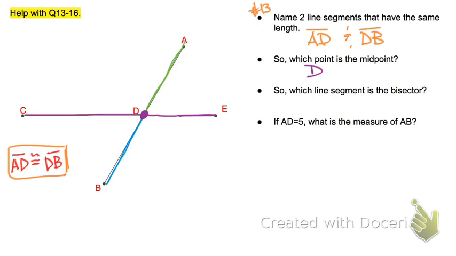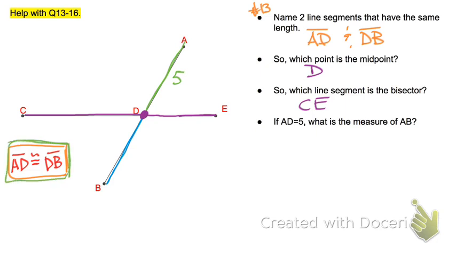From C down to E. So that would be our line segment, that is our bisector. And the last thing they're telling us is if line AD is 5, they want to know what is the distance from A to B. So again, focus over here.